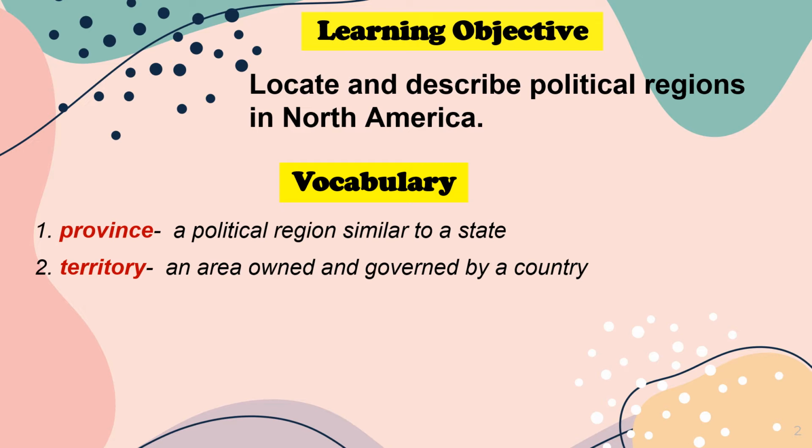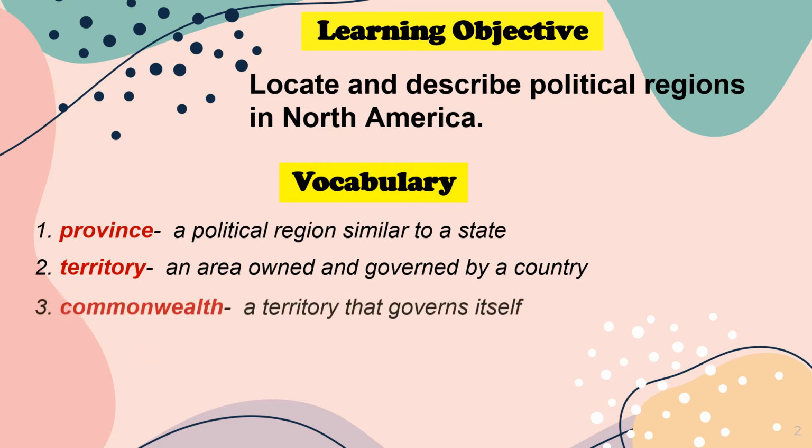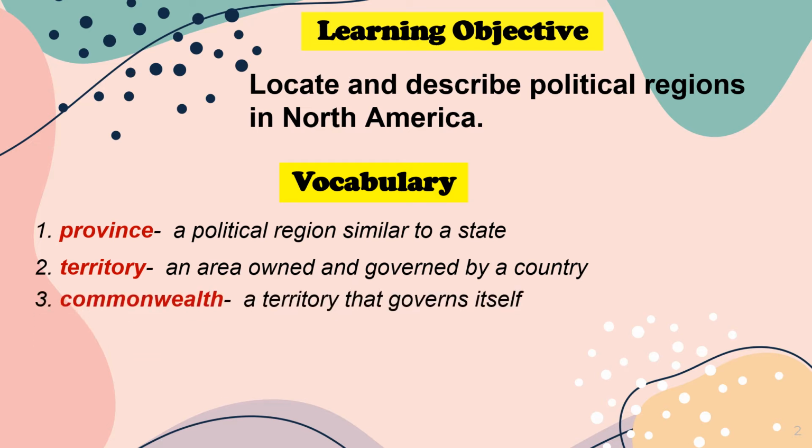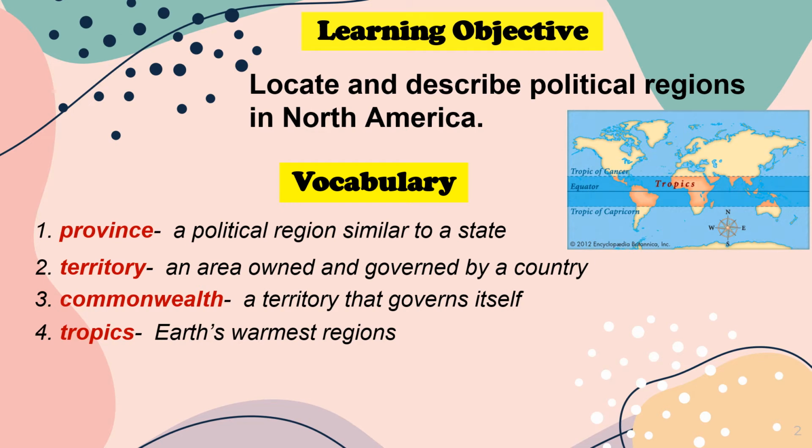Okay, for example, the territory of Qatar includes Qatar Peninsula. Number 3 is Commonwealth. It is a territory that governs itself or an independent country or community. And 4, tropics, Earth's warmest regions between the Tropic of Cancer and the Tropic of Capricorn. So look at the map here. So you can find it. It's just above or closer to the equator, and it's between the Tropic of Cancer and the Tropic of Capricorn.